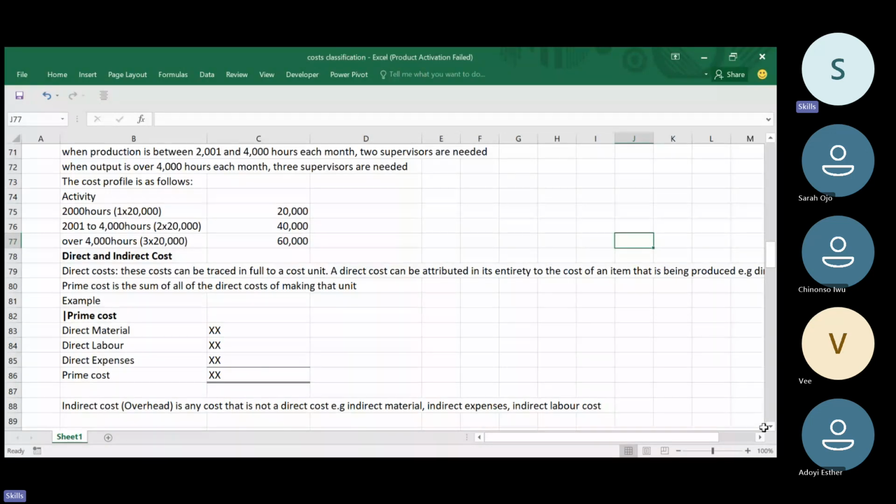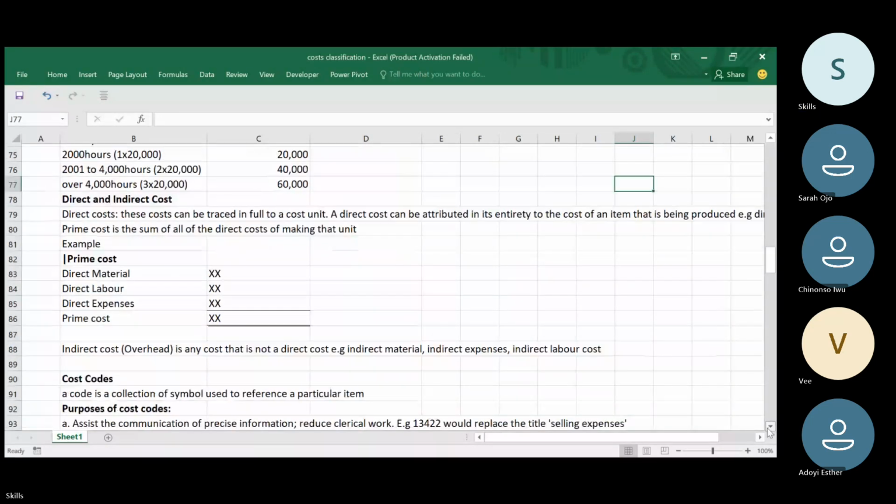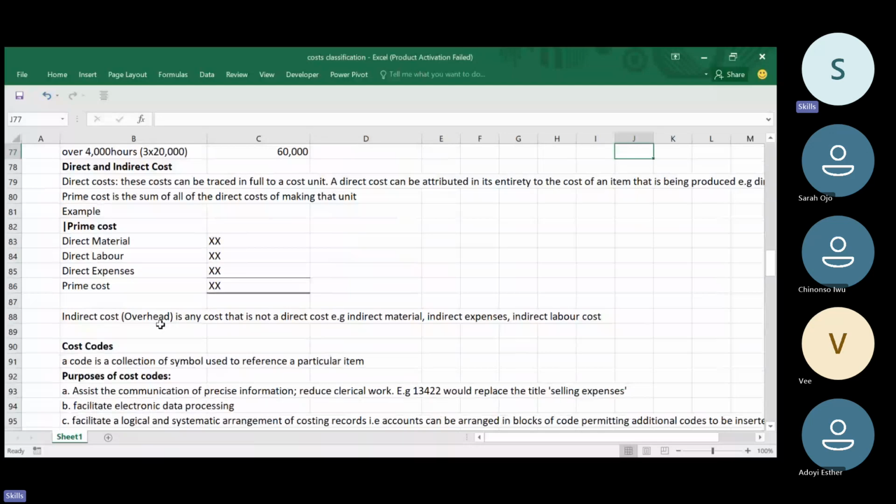Then we have the indirect cost. Indirect cost, mostly we refer to it as overhead cost. It's any cost that is not a direct cost, e.g., indirect material, indirect expenses, and indirect labor costs. All costs involved in production that are not direct, you refer to them as indirect costs.